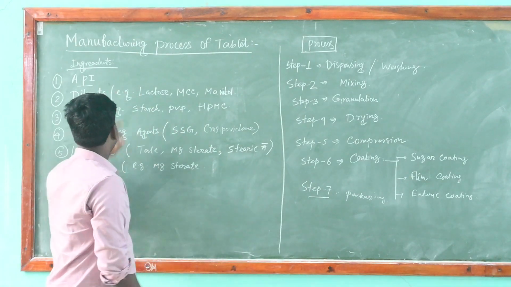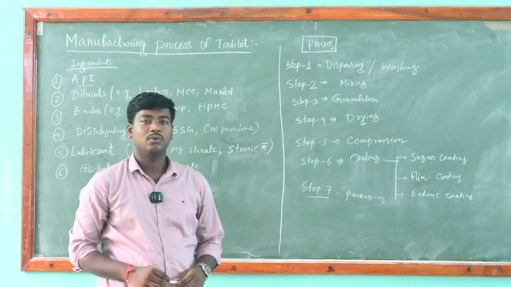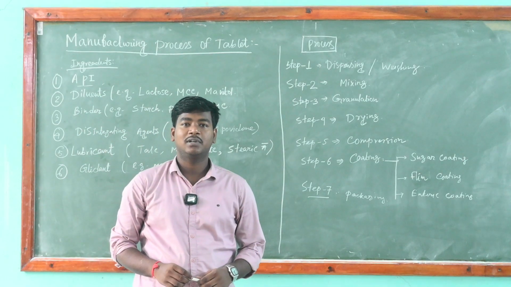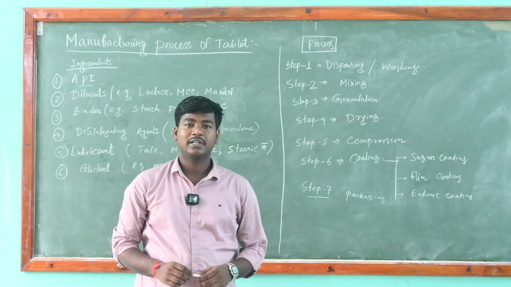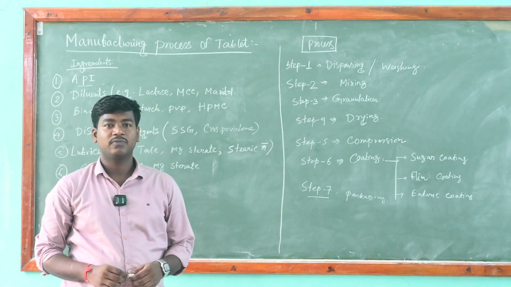First of all is API. I already discussed that API is the active pharmaceutical ingredient. For example, if we want to prepare a paracetamol tablet, or we want to formulate a paracetamol tablet, then the main API is paracetamol, or the chemical name is acetaminophen.